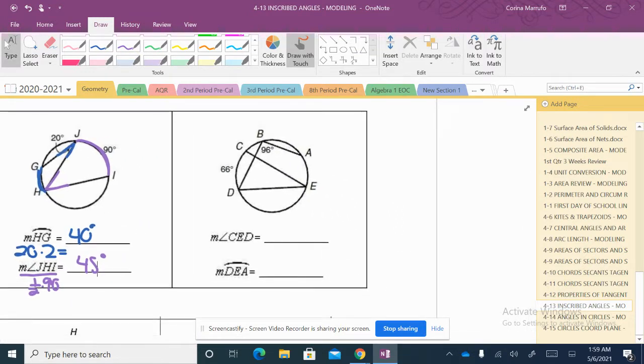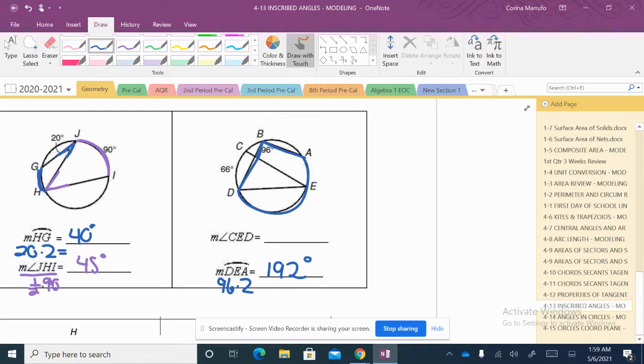All right, so this next one here, they give us this angle is 96. It's the inside angle, so it opens up to this arc here. That means this arc here is double the measure of 96. So to find the arc DEA, we're going to take 96 and multiply it times 2. So 192 degrees.